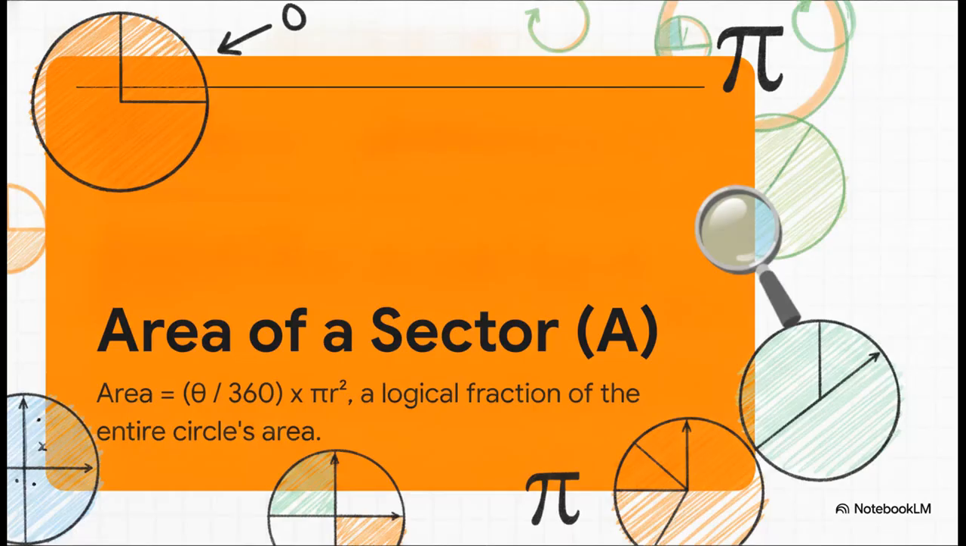So let's just slow down for a moment and lock in this critical first principle. The area of a sector A is simply theta divided by 360 multiplied by pi r squared. You see, this isn't just some random formula to blindly memorize. As we've just logically proven, it is simply a fraction of the entire circle's area. Please keep this concept safely in your mind.